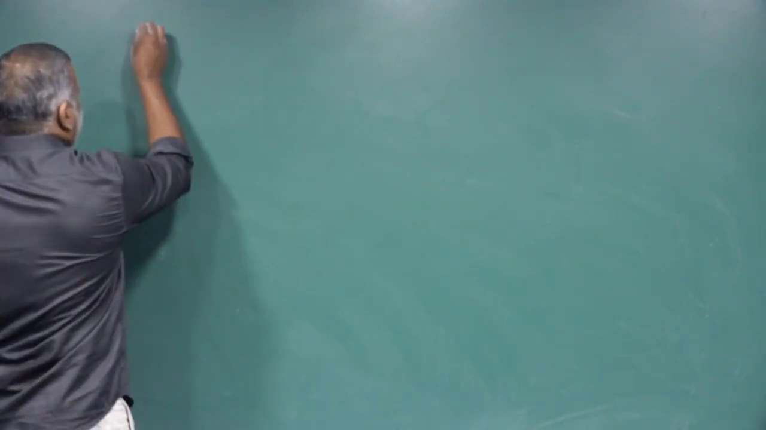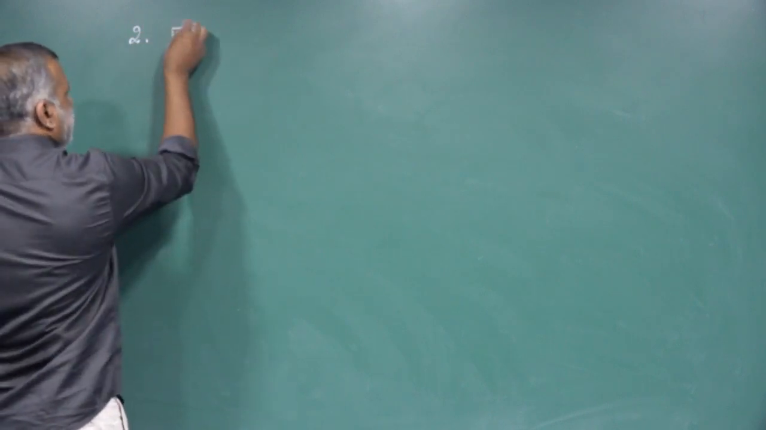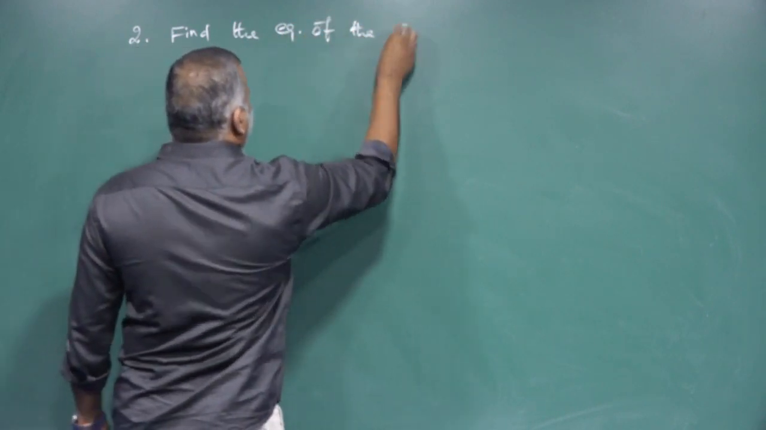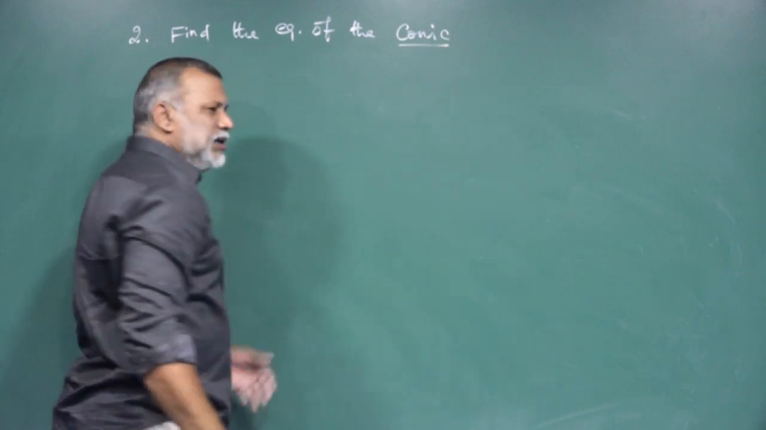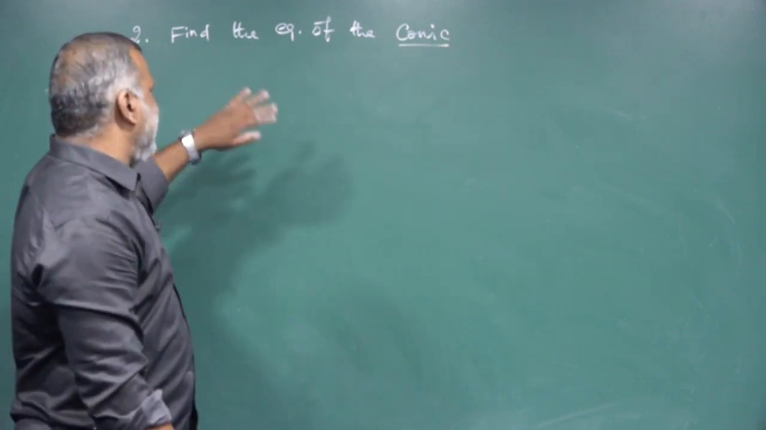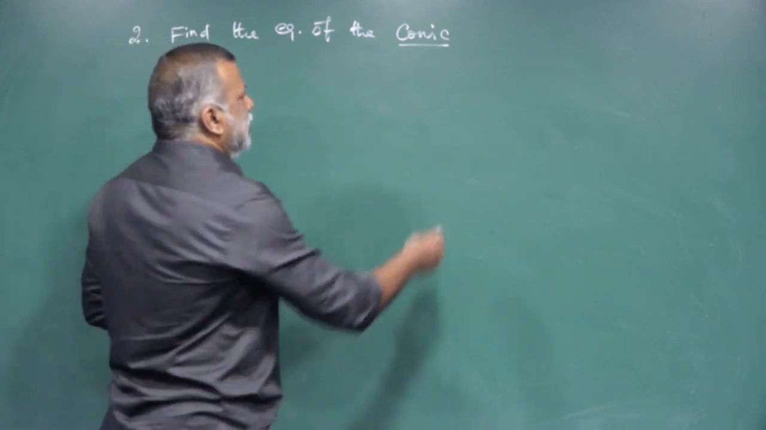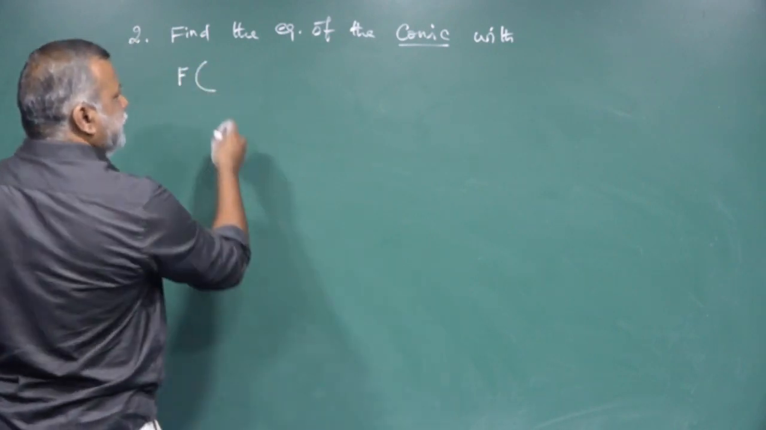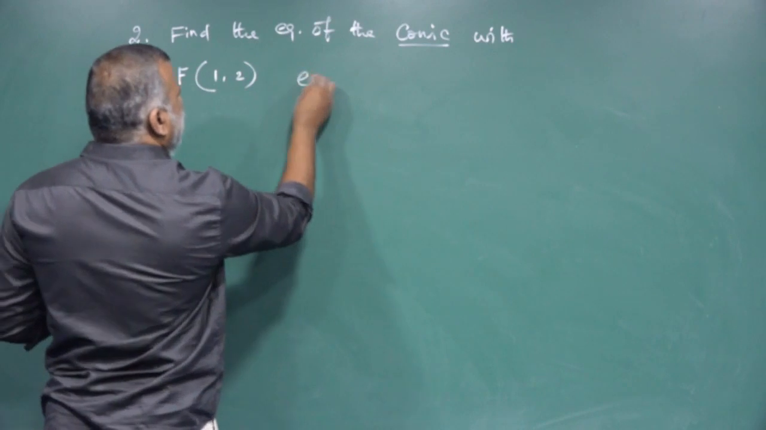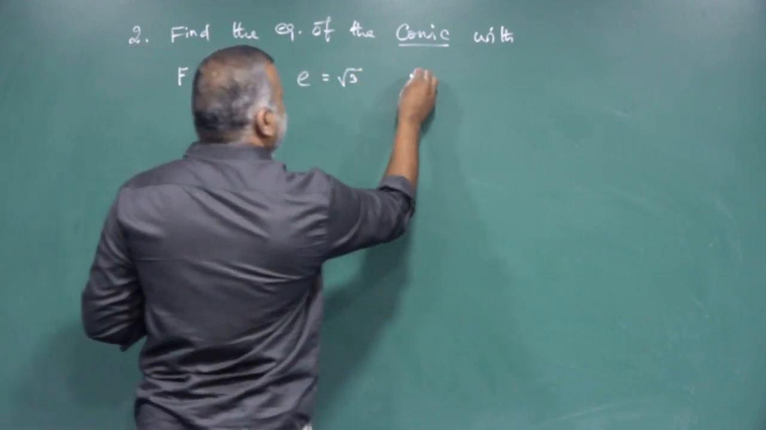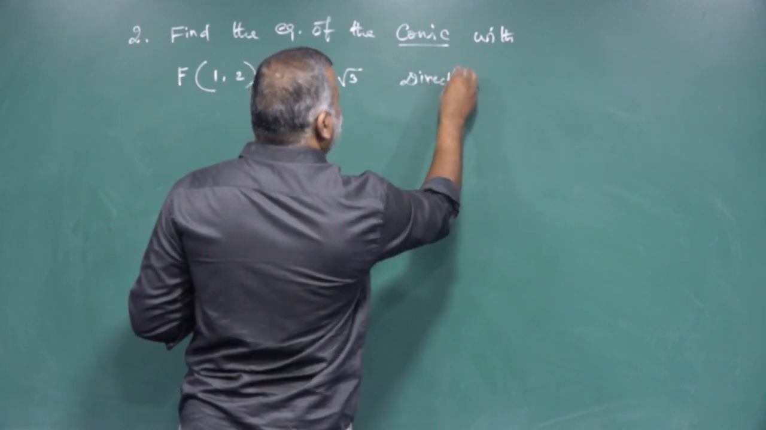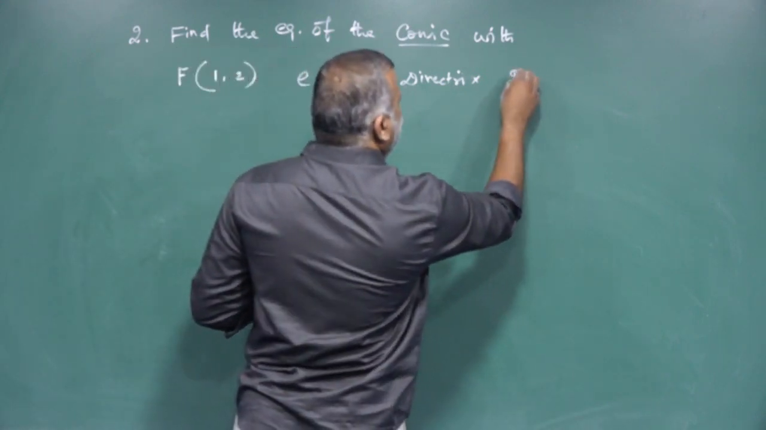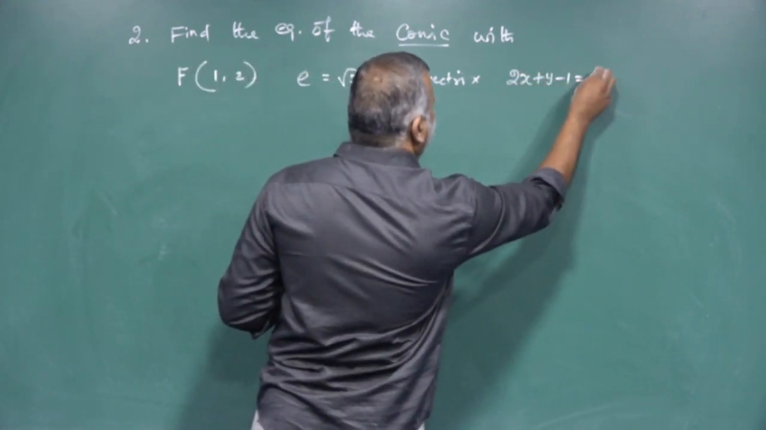Now check. Find the equation of the conic. Instead of conic, they may give the real name, hyperbola. Find the equation of the conic with focus F given as (1, 2), E equal to root 3, and the equation of the directrix is 2x plus y minus 1 equal to 0.